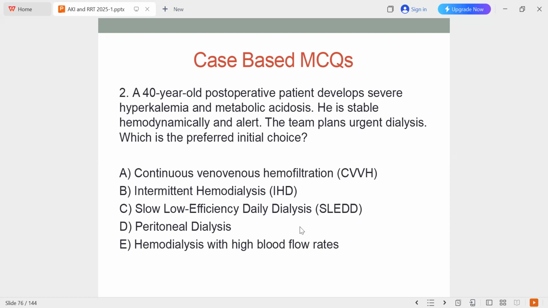B. Am I hearing B or C? B, intermittent hemodialysis. Okay. Do we agree with that, everybody? Anybody with another option? Okay, so B is correct.